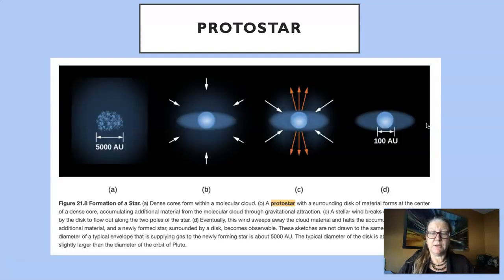Here's a figure from your textbook showing how we start with a huge region of nebula. This is 5,000 AU. Gravity pulls all of this material together. It starts to get bigger and bigger and bigger. And eventually we get to the point where we have an object that maybe is only 100 AU in diameter. And that would be, in our solar system, about the distance from the sun to Pluto. So still a really large object.